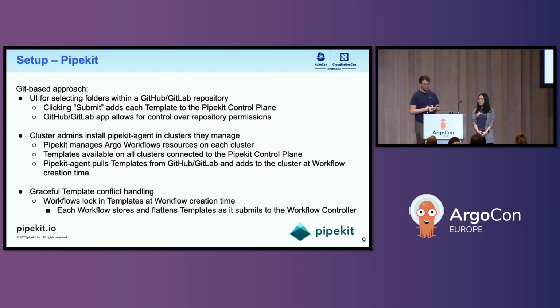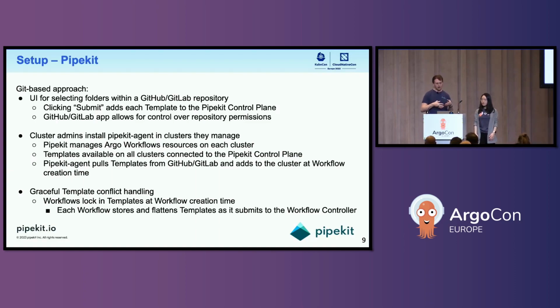Thank you, Yao. So we'll be going over the setup of the SaaS platform here at PipeKit. So we take a very Git-based approach. First, we have a UI for selecting folders within a GitHub or a GitLab repository. And upon clicking submit, that will add each workflow template within that folder to the PipeKit control plane.